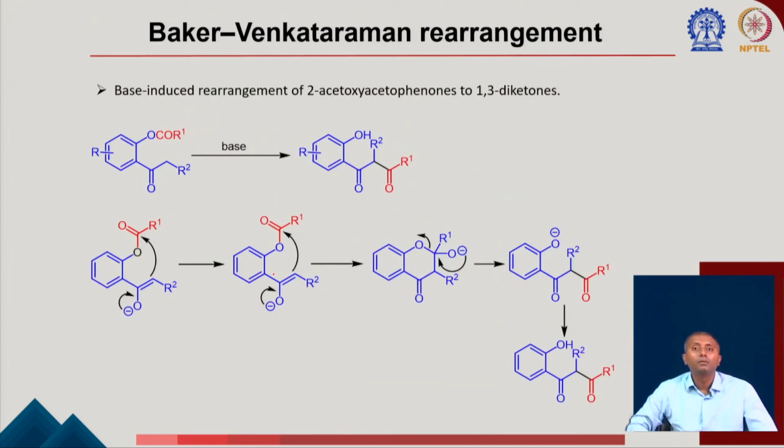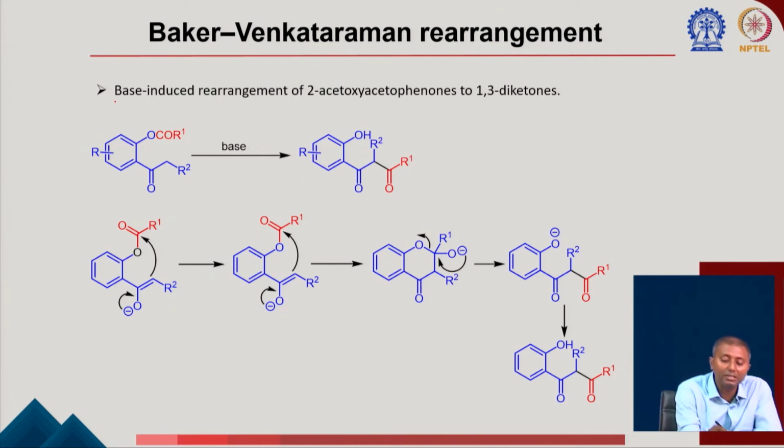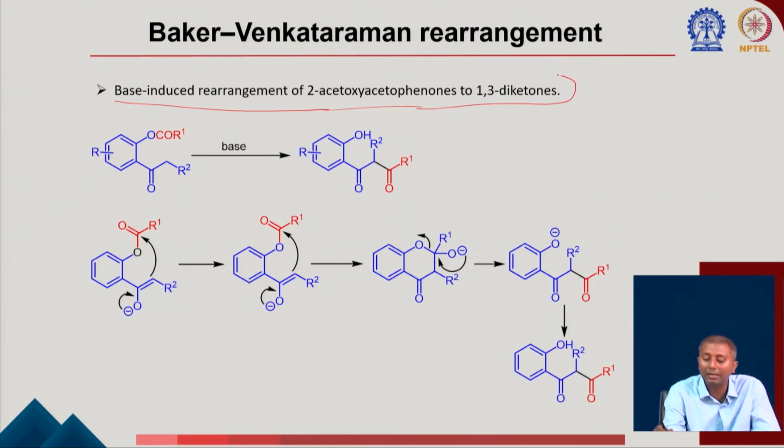Okay. So now I am going to talk about the Baker-Venkataraman rearrangement. That is another important rearrangement. So this is also a base induced rearrangement of 2-acetoxy acetophenone to 1,3-diketones. Again, so what is happening? It is a rearrangement of the 2-acetoxy acetophenone.